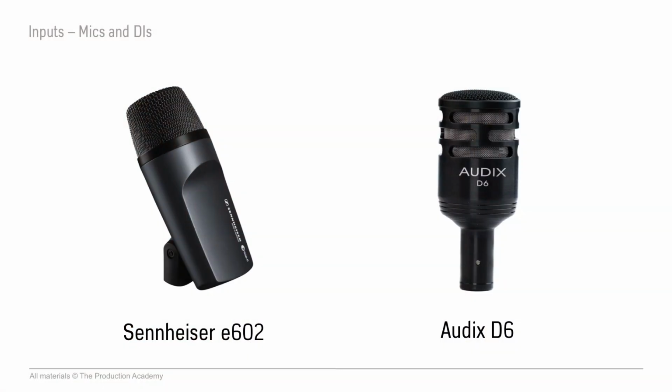The Sennheiser E602 and Audix D6 are dynamic mics that are made to pick up a lot of low frequencies. You could use them with kick drums, bass guitar amps, tubas, or any other instrument that sits in the low part of the frequency spectrum.